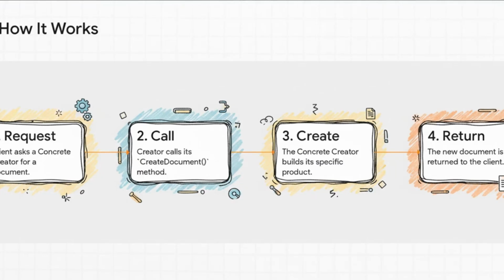So how does this all fit together when the code actually runs? Well, it's like a really simple, elegant dance. The client doesn't care about new Word document anymore. Nope. Instead, it just talks to a Word document creator and says, give me a document. That creator then calls its own special factory method, which knows exactly how to build a Word document, and it just hands it back. The client gets what it needs without ever knowing or caring about the nitty-gritty details.